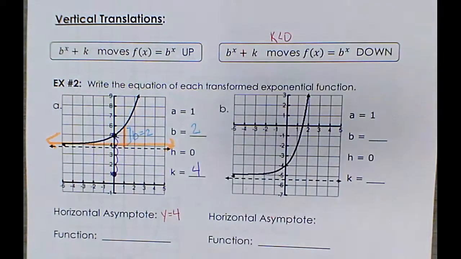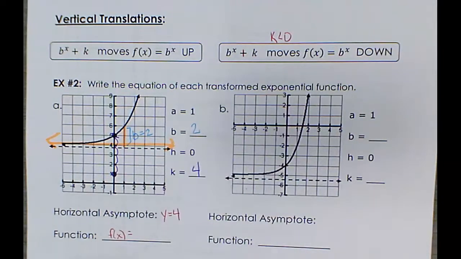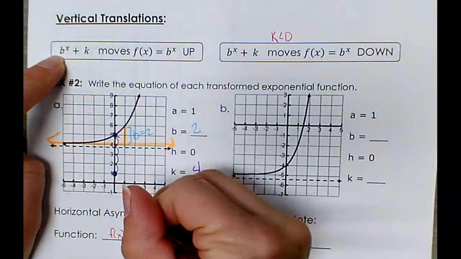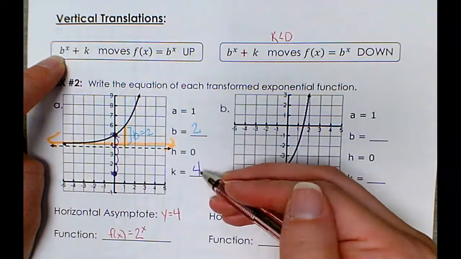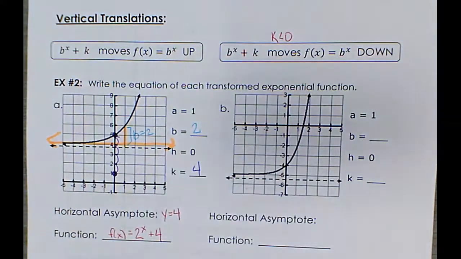So when I put everything together, I'll have f of x equals b, which is 2, to the power of x, because there's no horizontal transformations, h is 0, and then plus 4. That will move up. So what I'd like you to do is pause your video and try this problem. Try to identify the asymptote, try to identify where that point (0, 1) moved to, what the k value is, and then try to write your function. Pause your video.